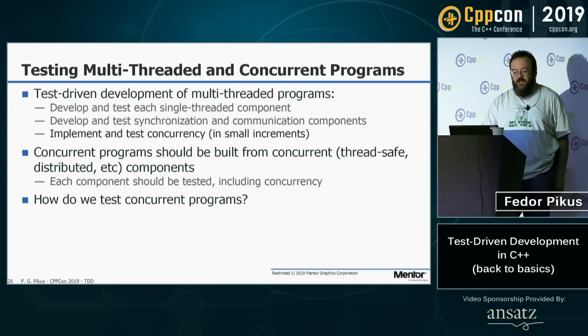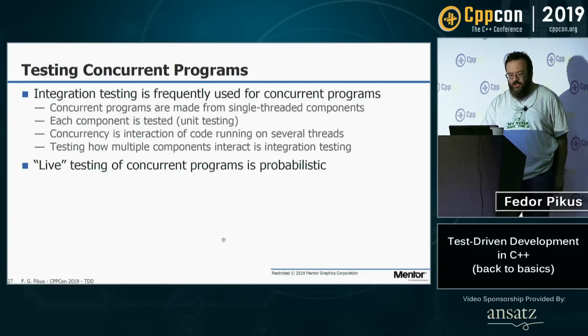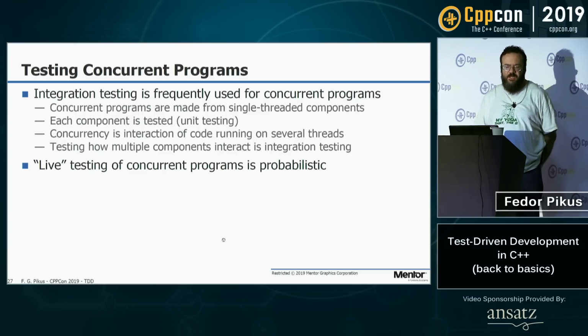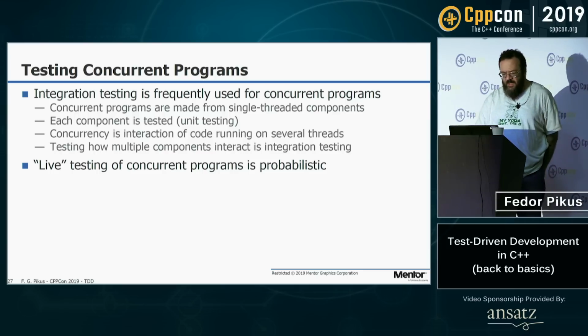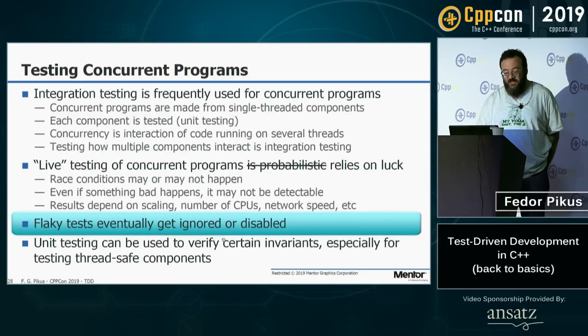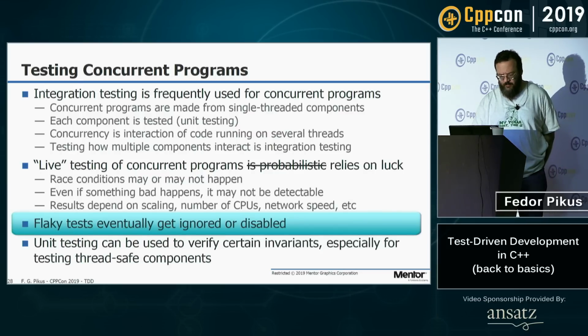So how do you test concurrent programs? The most common answer is with integration testing. You do unit testing on single-threaded components, you do integration testing on multi-threaded components. That's not the only thing you can do. Sometimes people say concurrent testing is by definition integration testing. That's not true. And the downside is live testing of concurrent programs is always probabilistic, and the flaky tests usually get ignored.